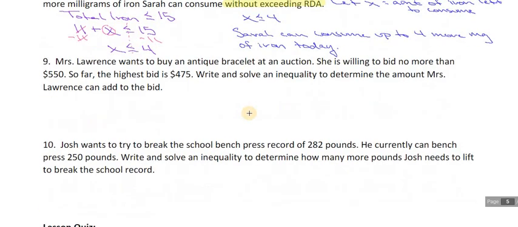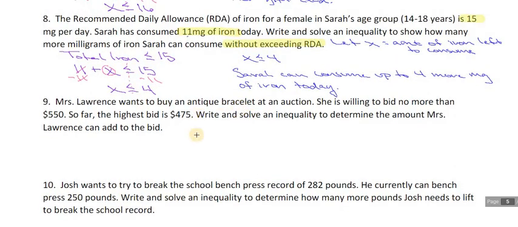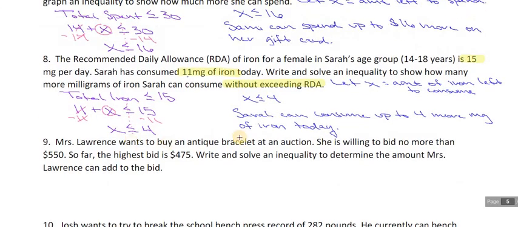All right. So I would like you to go ahead and give number 9 a whirl. It says Mrs. Lawrence wants to buy an antique bracelet at an auction. She's willing to bid no more than $550. So far, the highest bid is $475. Write and solve an inequality to determine the amount Mrs. Lawrence can add to the bid. So number 9 is going to be set up and solved exactly like numbers 7 and 8.